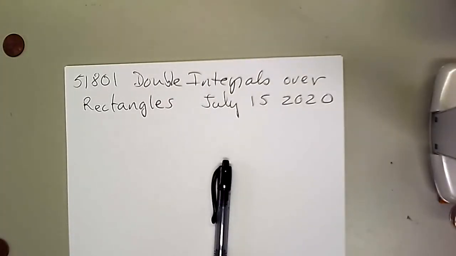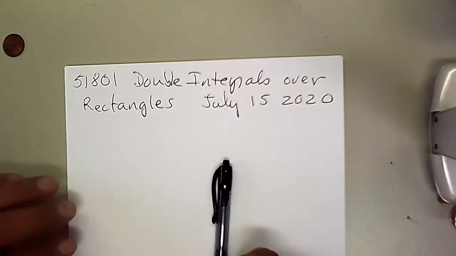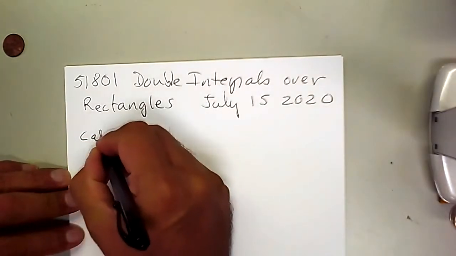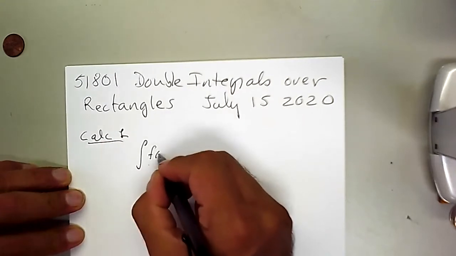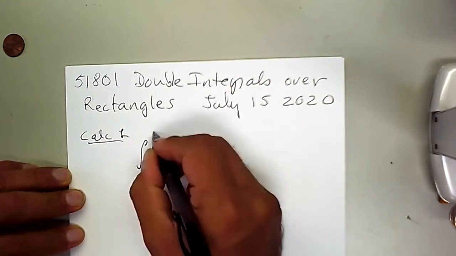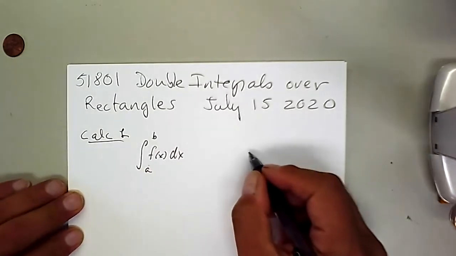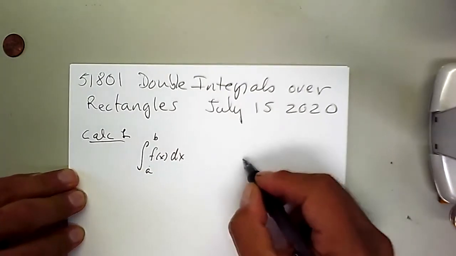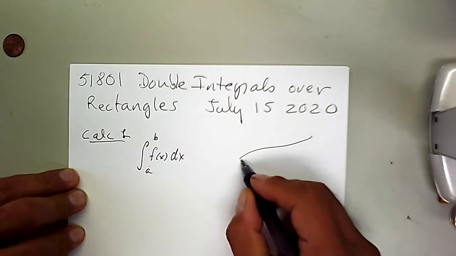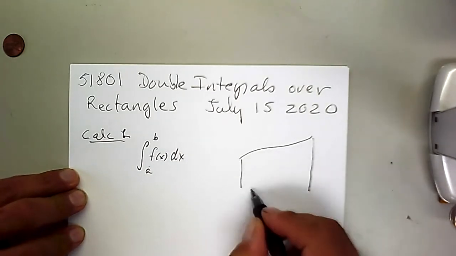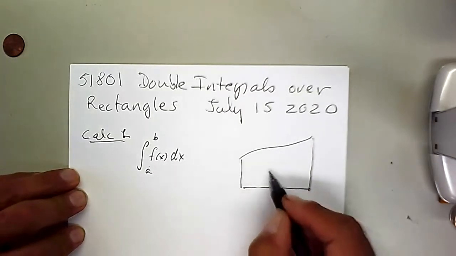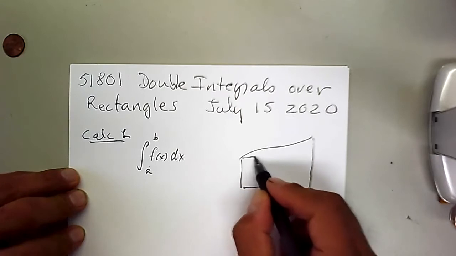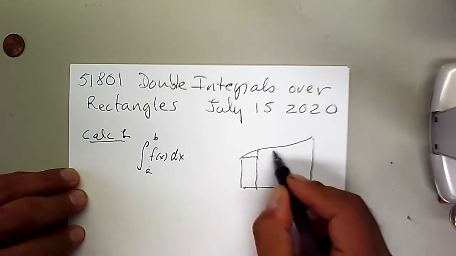First, we're going to review a little bit about integrals in Calc 1 very quickly. If we have an integral of a function with respect to x from a to b, and the function happens to be positive, then we are finding an approximation to the area. Well, this would be the exact area, but initially we start out with an approximation by splitting this into rectangles.